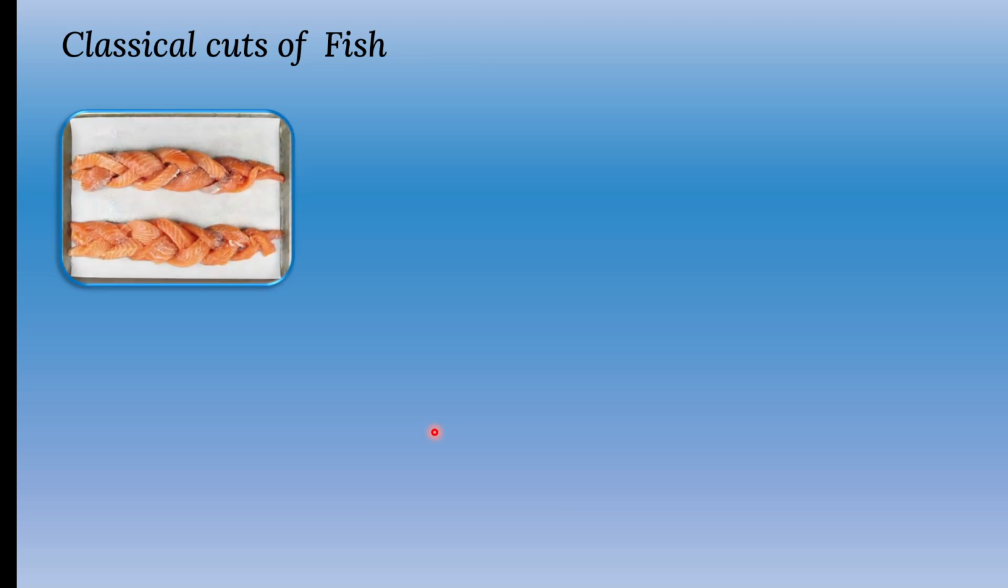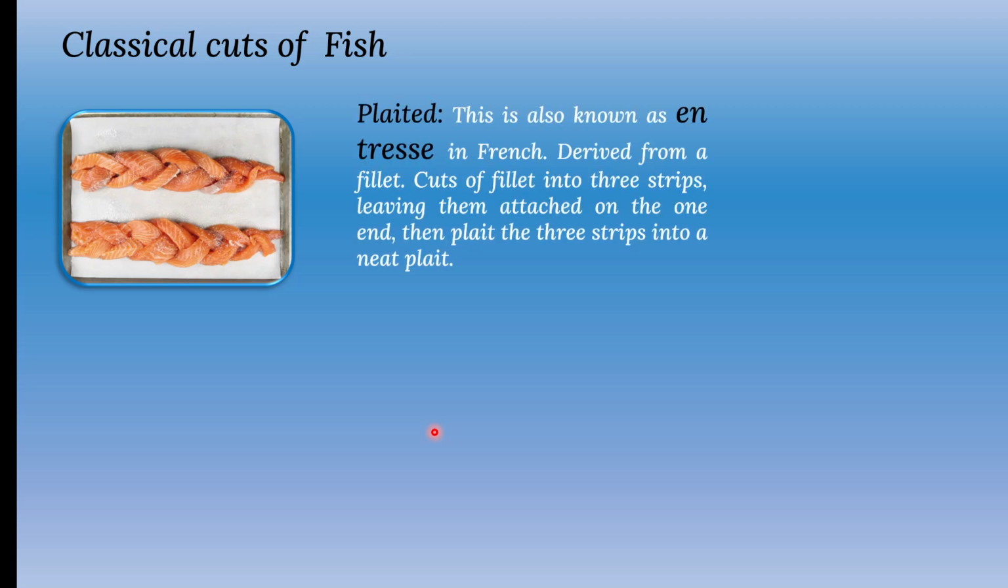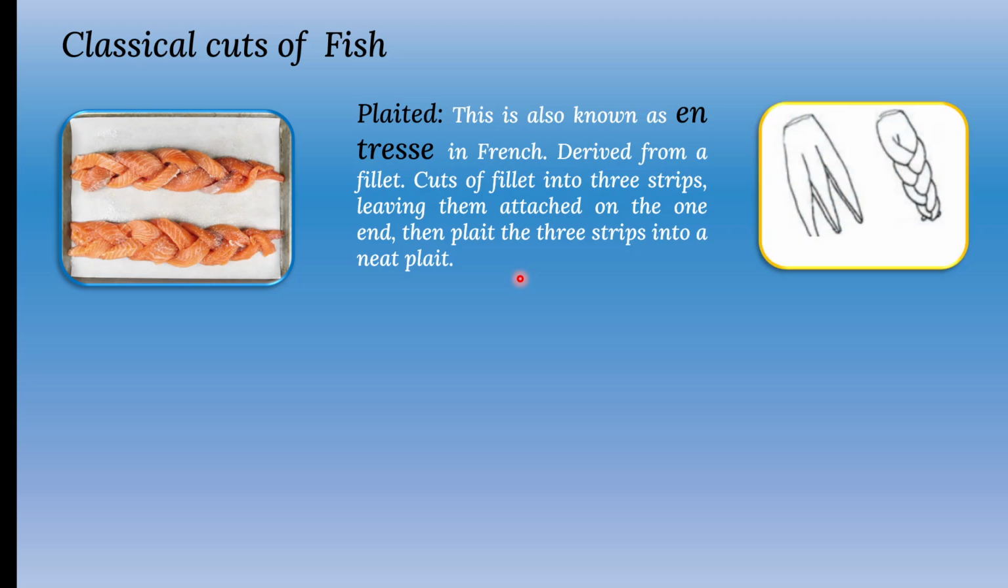Then another cut, you can see it is plated, and this is also known as a truss. A truss in French, derived from a fillet, cuts a fillet into three strips, leaving them attached on one end, and then plates the three strips into a neat plate, like how you create a style with the hair, especially the female, they are doing it. How is it done? You can see this.